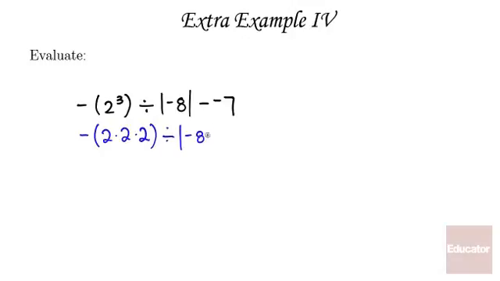It's the absolute value of negative 8 minus a negative 7. So I have to solve this out first. So 2 times 2 is 4. 4 times 2 is 8. So I'm going to make this an 8, negative 8 divided by absolute value of negative 8 minus a negative 7. So I want to solve this out too because absolute value, it's kind of like parentheses. So just solve that out first before you divide and do anything else.